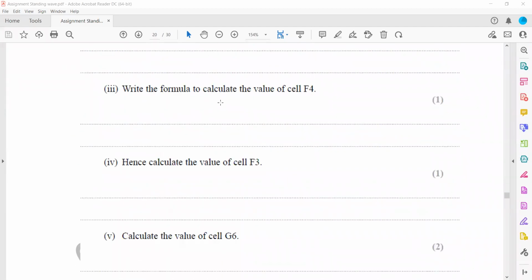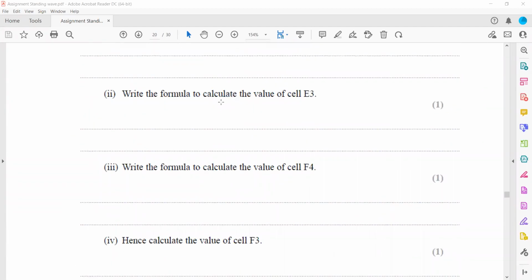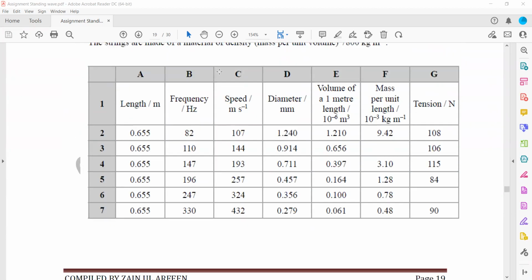Then the last part, calculate the value for cell G6. We want to calculate this G6. What is G6? G6 is actually the tension. And how can we work out the tension?